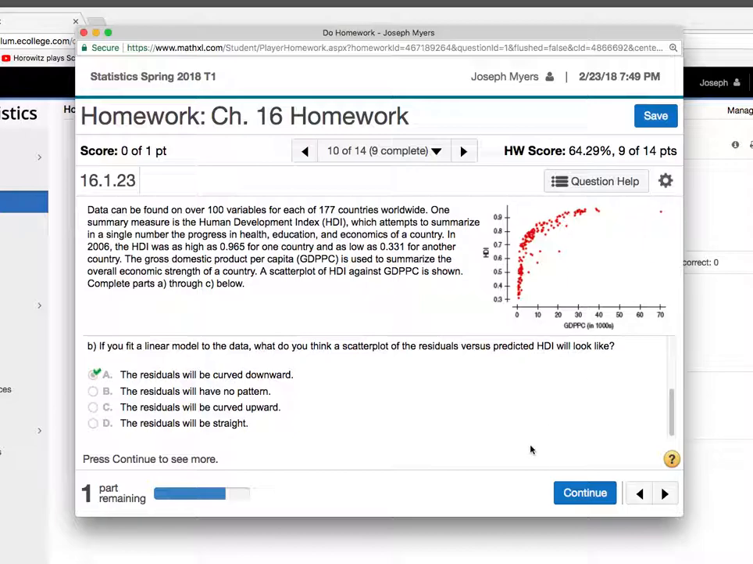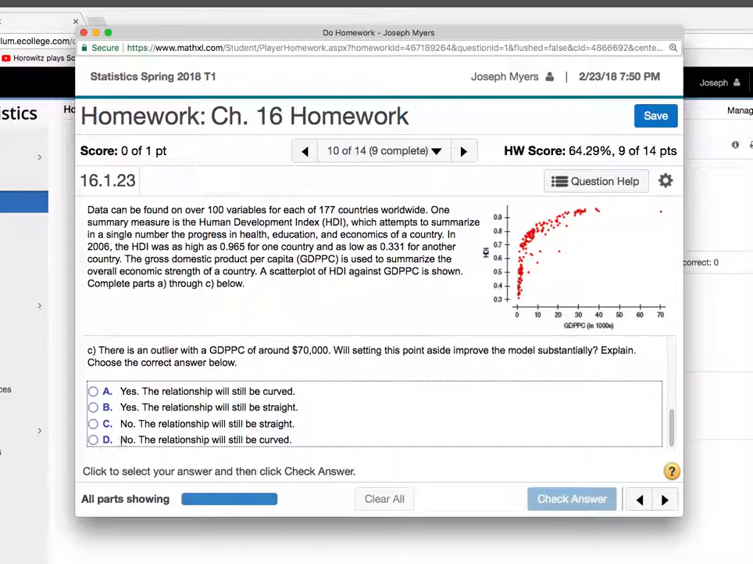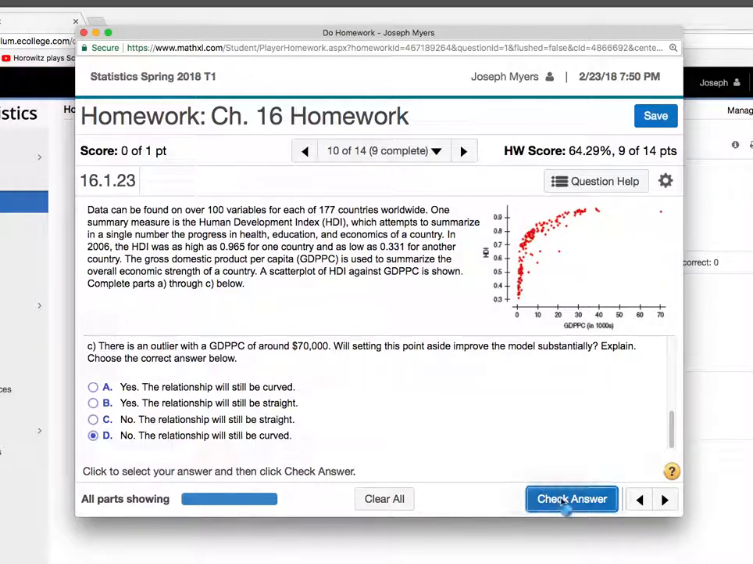So that has high leverage, and if I took away that point, would it help? No, because the data would still be curved anyway. So it wouldn't really help. So would it improve the model a lot? No, it'll still be curved, even if you took out that last outlier.